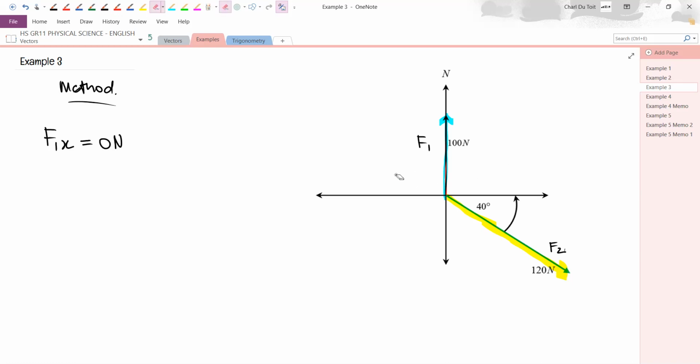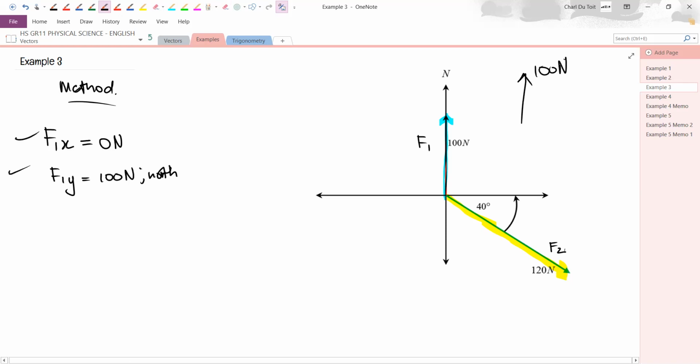Okay, so that's fairly easy. I don't have to calculate anything using trig on this example so far. Then the force 1 also has a y component, but it's just pulling straight up at 100 newtons. So there's no angle. So that is just 100 newtons north. So this is quite easy. Okay, now we get to the other force.